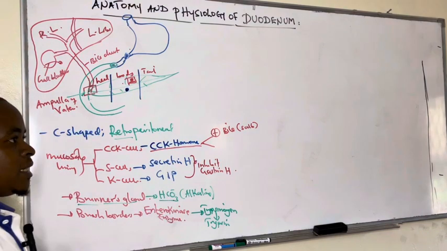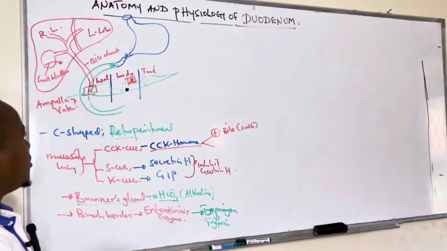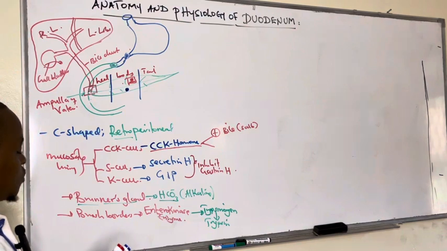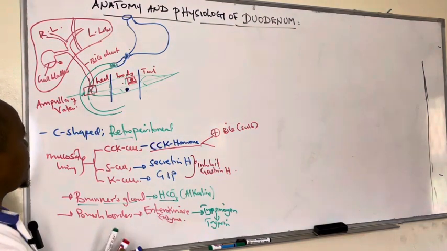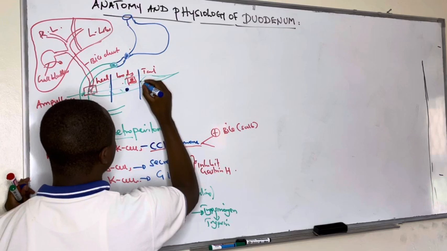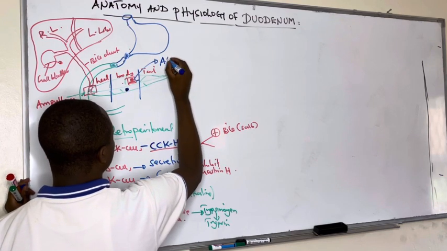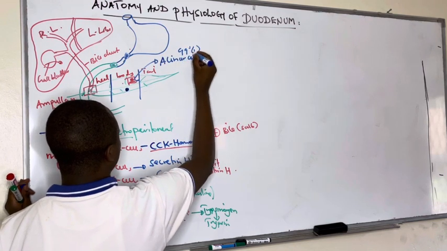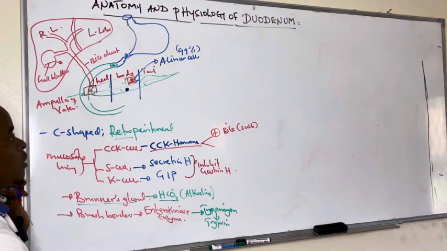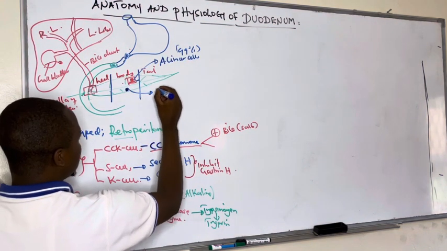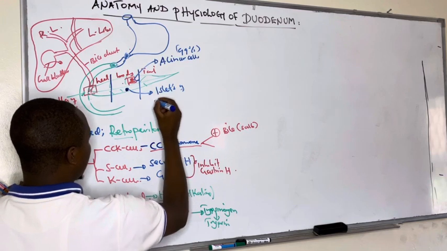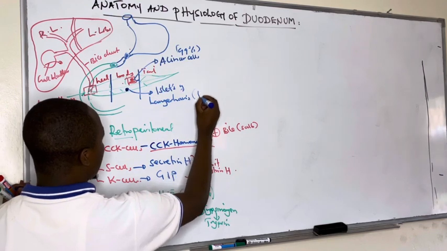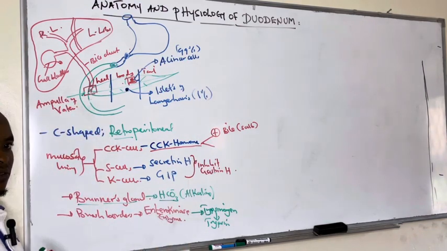Because the pancreas, the histology of the pancreas, apart from being divided into three regions, that's the head, the body, and the tail, it contains two types of cells. One of them is called acinar cells, and these acinar cells make up 99% of the cells of the pancreas. Then the 1% is by the islets of Langerhans.